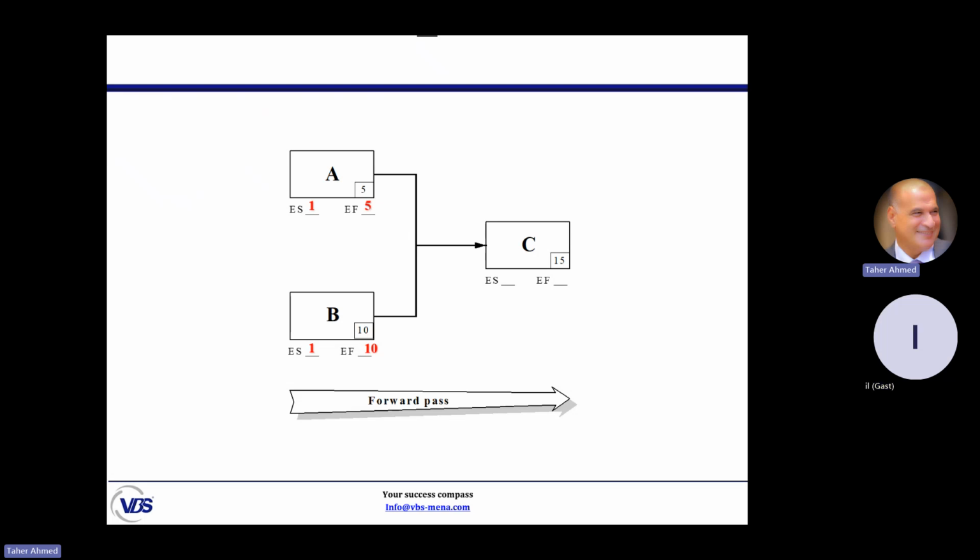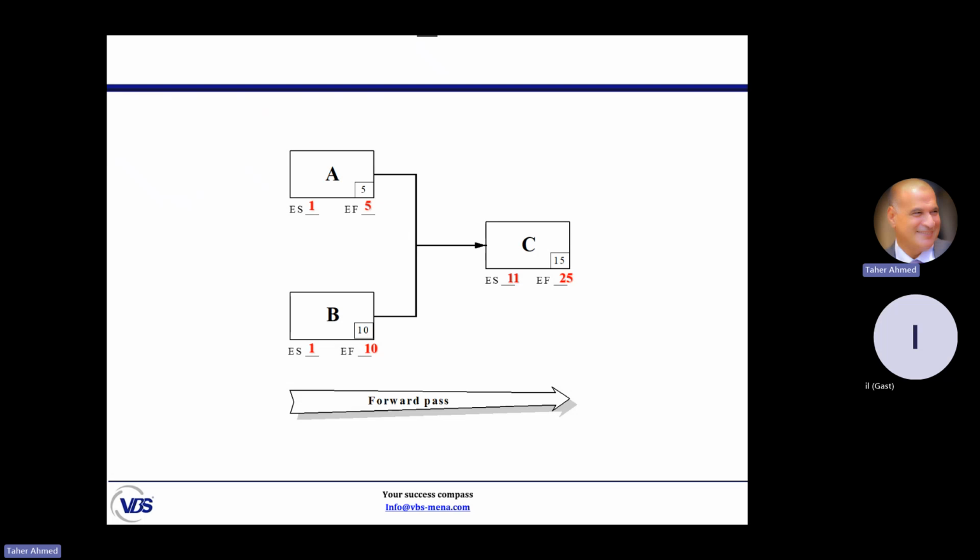Yes. B is completed in day number 10, so C will start in day number 11. I complete B at the end of day 10, which means C will start at the beginning of day 11. So the early start of C will be at day number 11. Okay. Can you calculate the finish date of C? The same formula: early start 11 plus duration 15 minus 1. It is equal to 25. Am I right? Yeah. Okay, great.